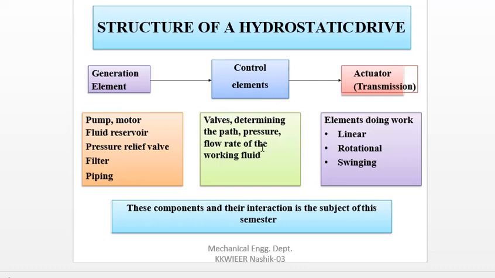The control element has valves: pressure control valve, flow control valve, direction control valve. Then the transmission part, or the actuator, may be a linear actuator, rotary actuator, or swing arm. These components and their interaction are the subject of this semester. If you see these parts, generation, control, and actuator, you will find the whole syllabus of this subject.